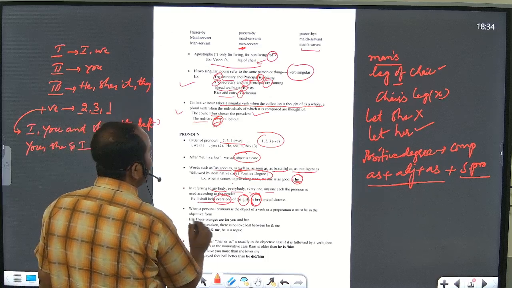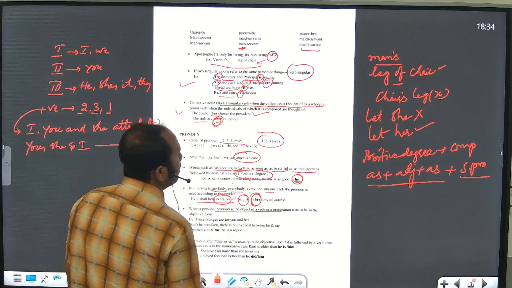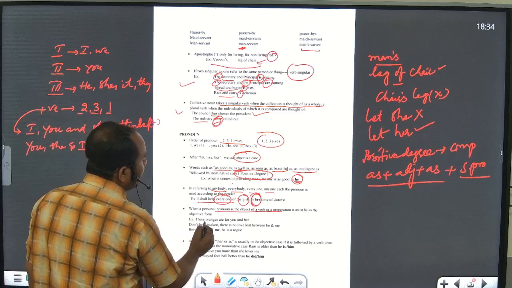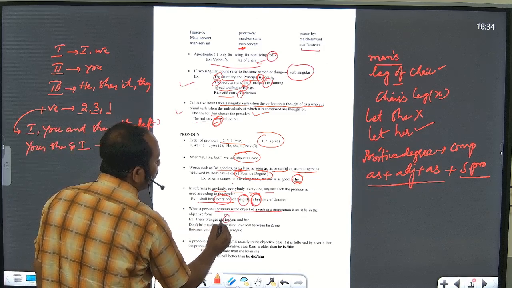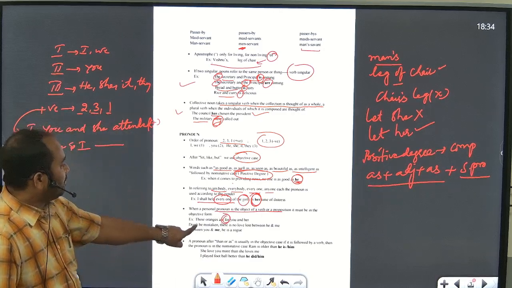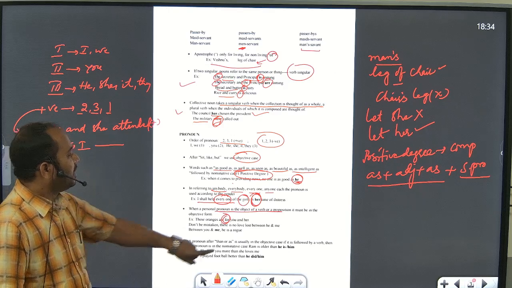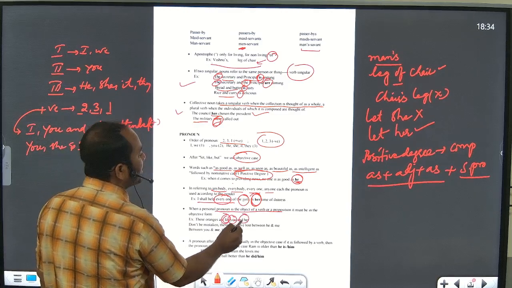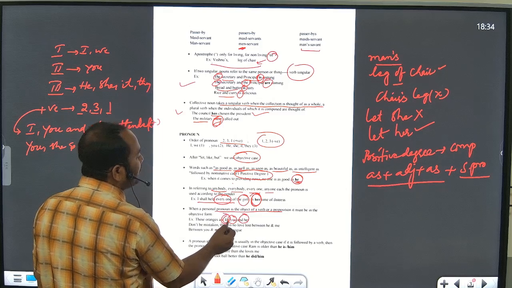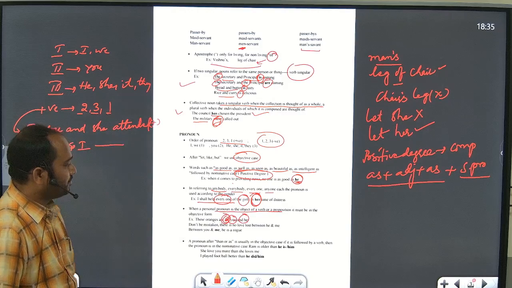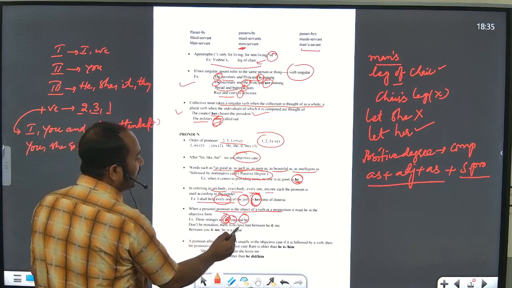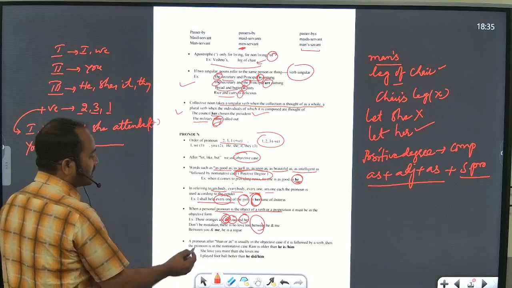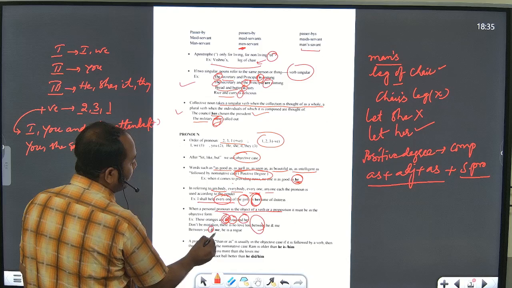Next, when a personal pronoun is the object of a verb or a preposition, it must be in the objective form. See the example. These oranges are for you and her. What is a personal pronoun here? You and her. These two are the personal pronouns. Whenever you use the personal pronouns, the verb is followed by the preposition compulsorily. Don't be mistaken, there is no love lost between he and me. This is a preposition. Between you and me, and this is a conjunction.